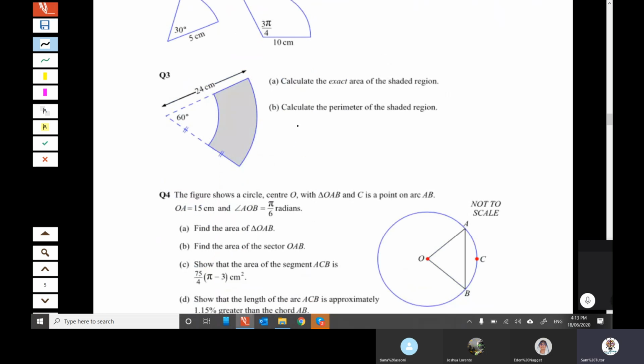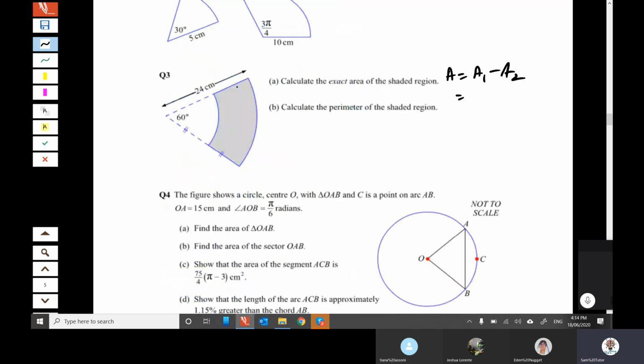Calculate the exact area of the shaded region. All right, to find the exact area, I think we all know by now you're going to do the bigger one, take away the smaller one. So let's go: area equals area 1 minus area 2.